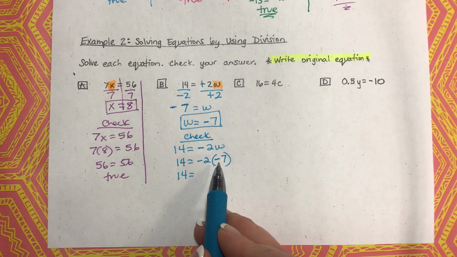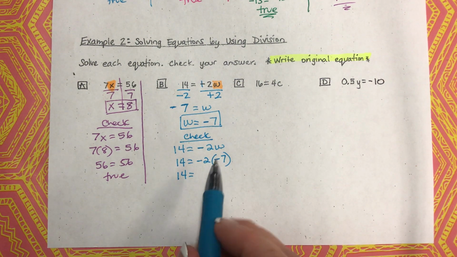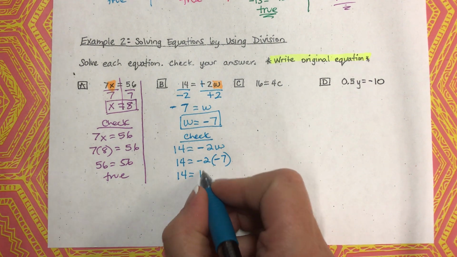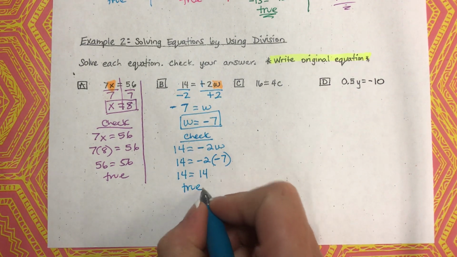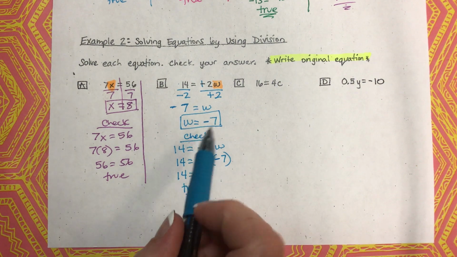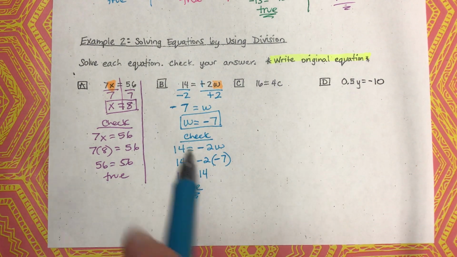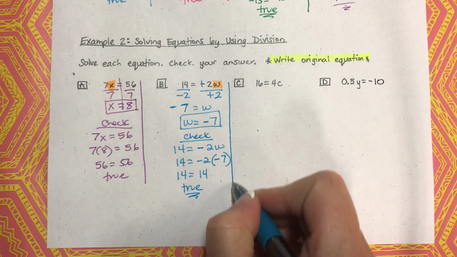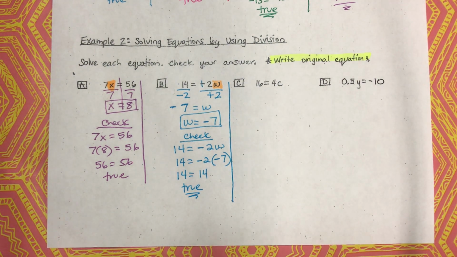So we have a negative times a negative. A negative times a negative is a positive, right? And 2 times 7 is 14. So there we have it. We have a true statement, which means our solution is the solution to that equation. All right, perfect. Let's move on to C.